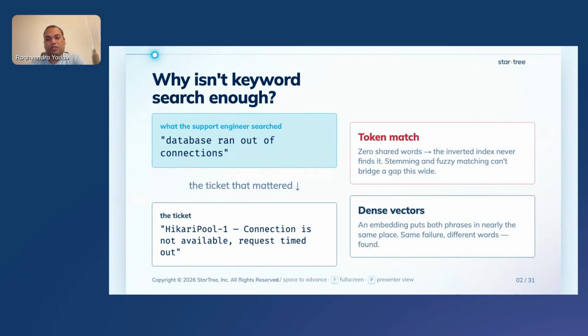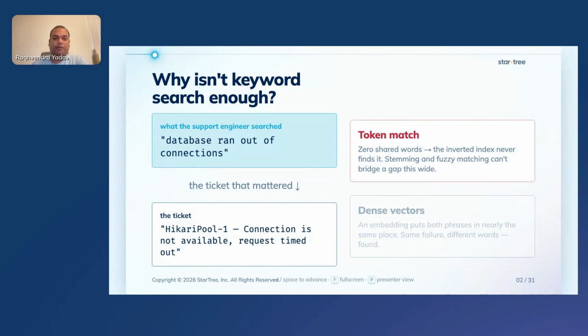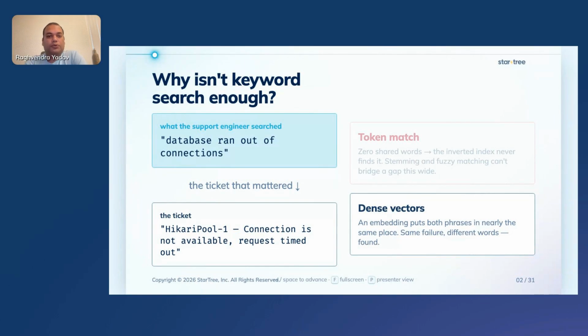So they don't share keywords. Keyword search never finds it, because keyword search needs matching words, and stemming can't close a gap that big. Embeddings provide a solution to that. They put the closest words near each other: same meaning, different words. When you run the vector search, you find those matching rows. That is why we need vector search. Generally we use token matches, and then there is the concept of dense vectors, where similar words or similar vectors are put together.